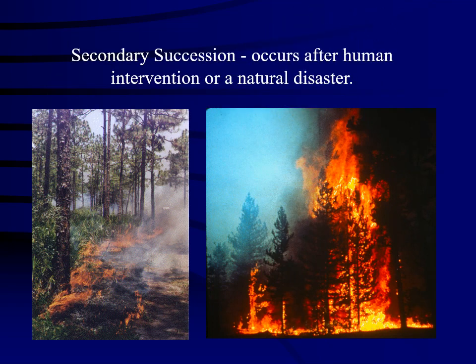Secondary succession occurs after human intervention. To the left, you can see a controlled burn. It's burning the stuff that has fallen down, the materials that could ignite. On the right is a fire that's out of control, a natural disaster, a forest fire. If we keep those ignition points low, or we keep that material on the ground so it doesn't build up a lot, it keeps those fires from getting out of hand and turning into natural disasters.